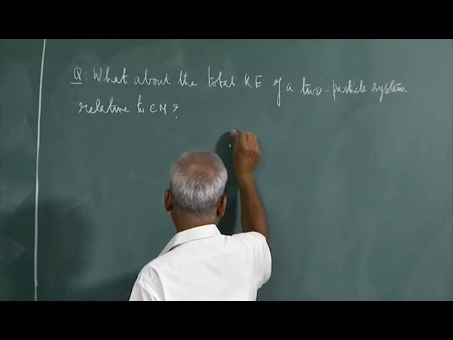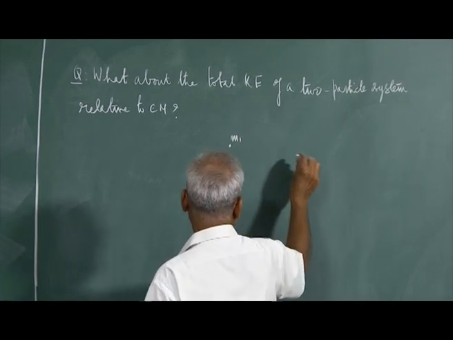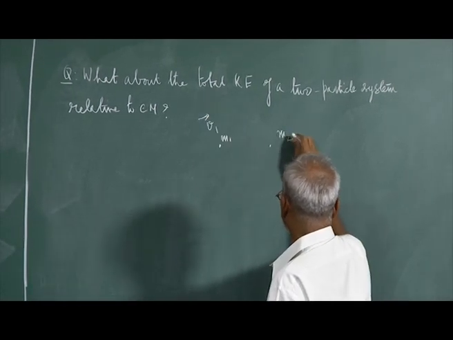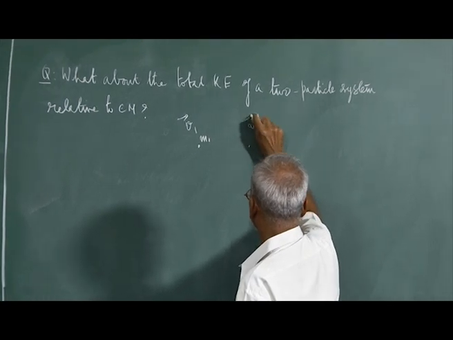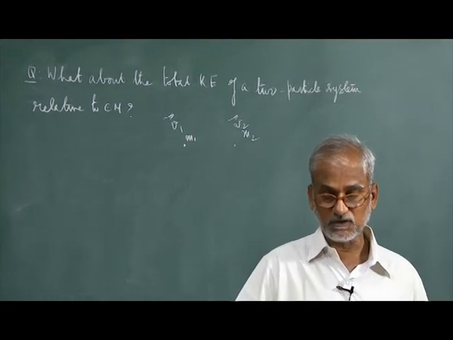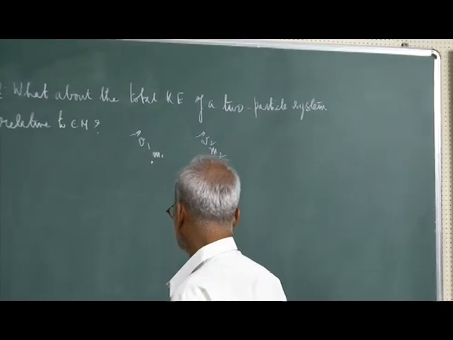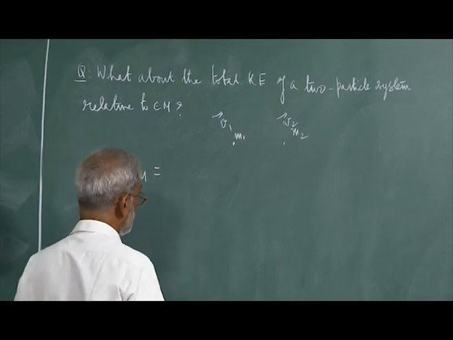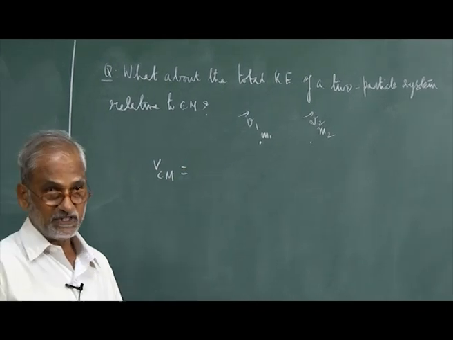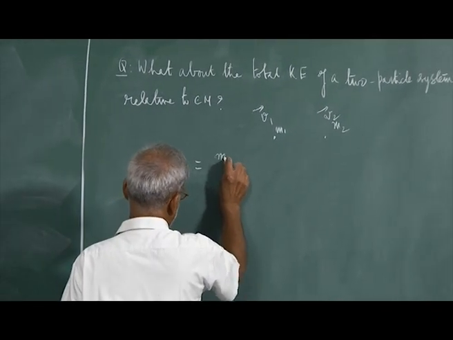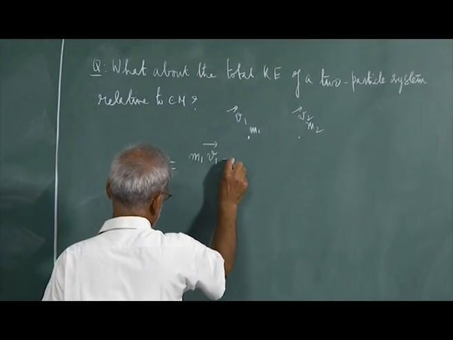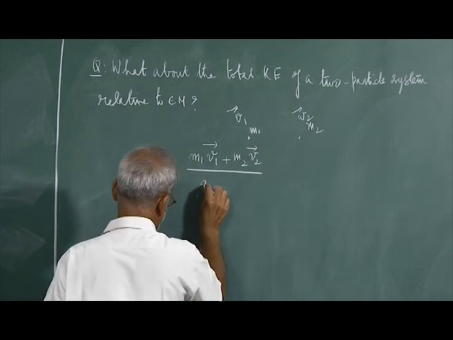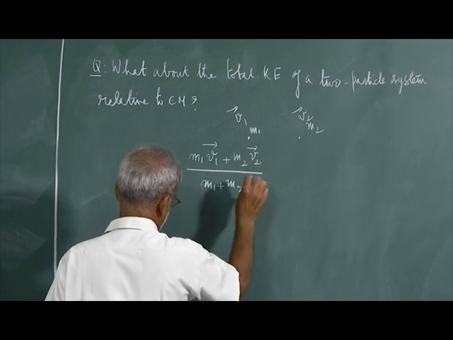I have two particles, this m1 is the mass, the second one m2, and its velocity is v1, and the velocity of this is v2, with respect to a suitable coordinate system, let us say that. Then the first thing is, what is the velocity of center of mass? Velocity of center of mass is, we know this definition, we have been using it again, (m1 v1 plus m2 v2) divided by (m1 plus m2).